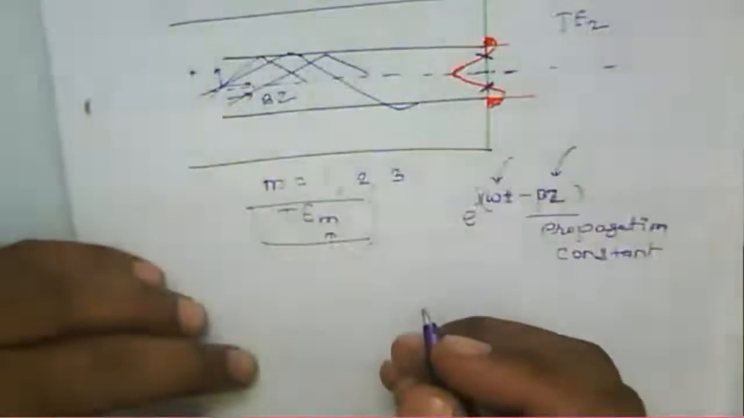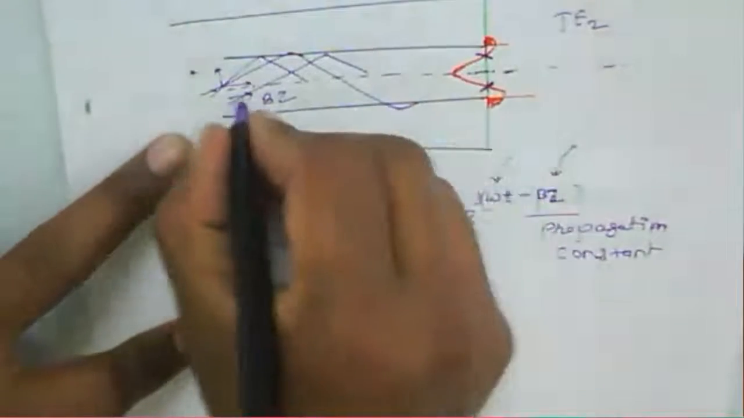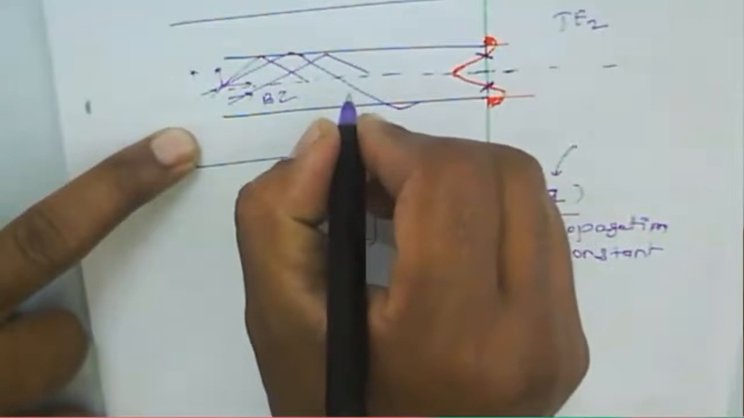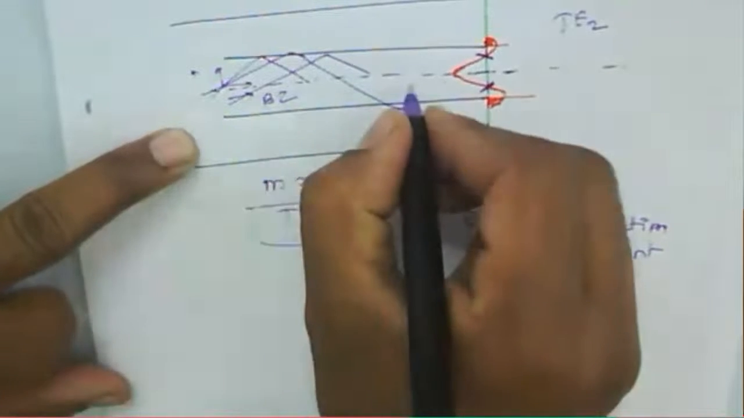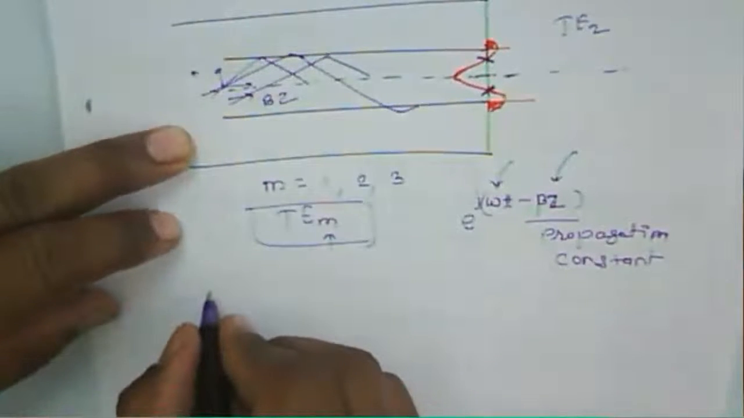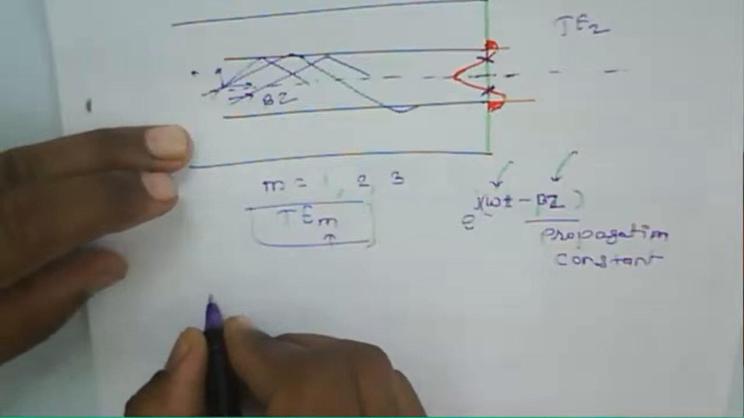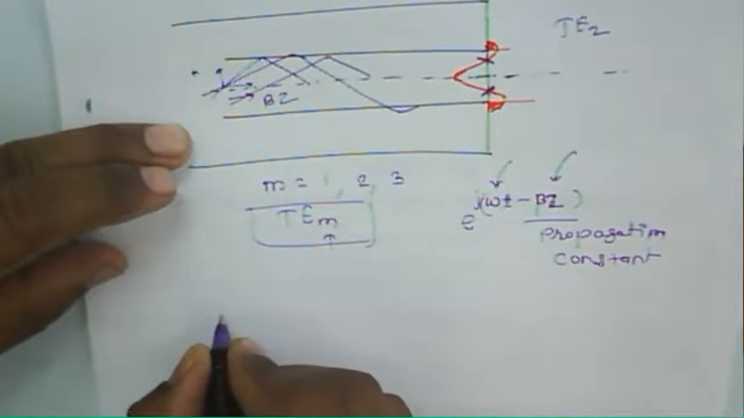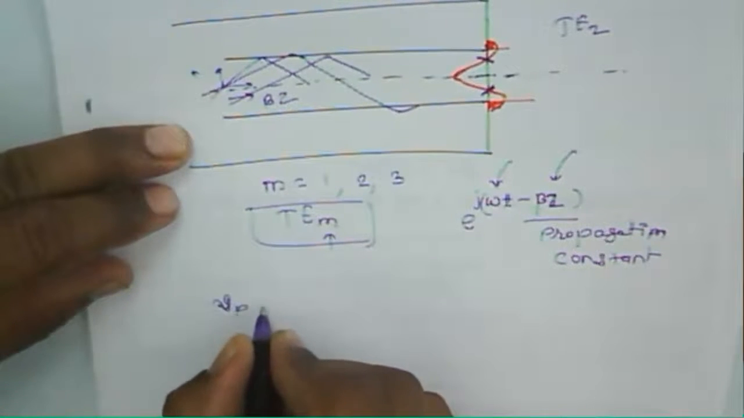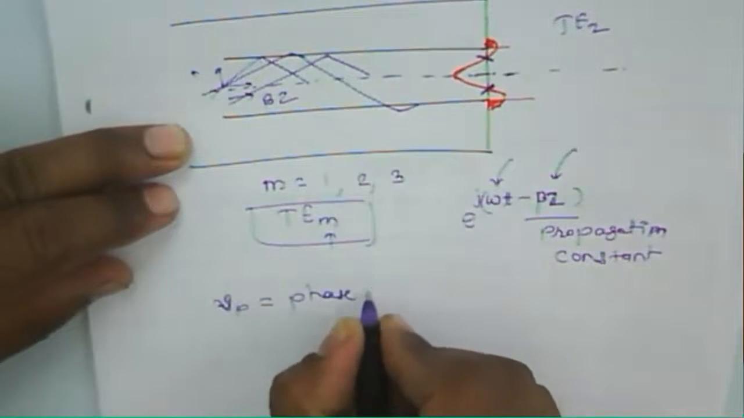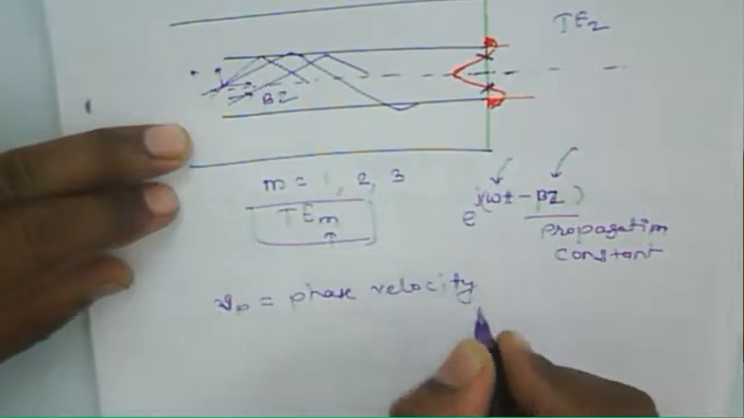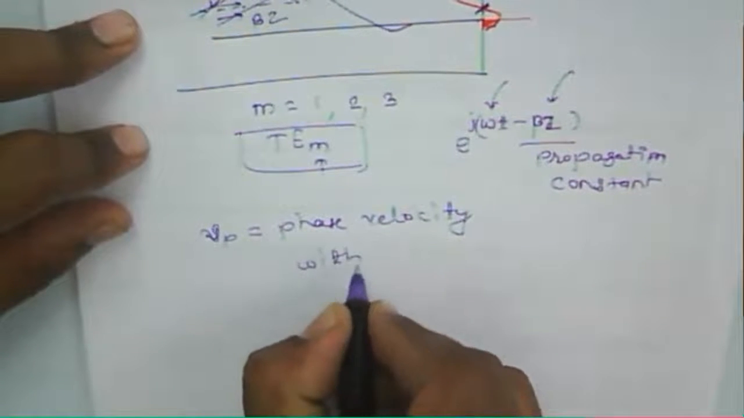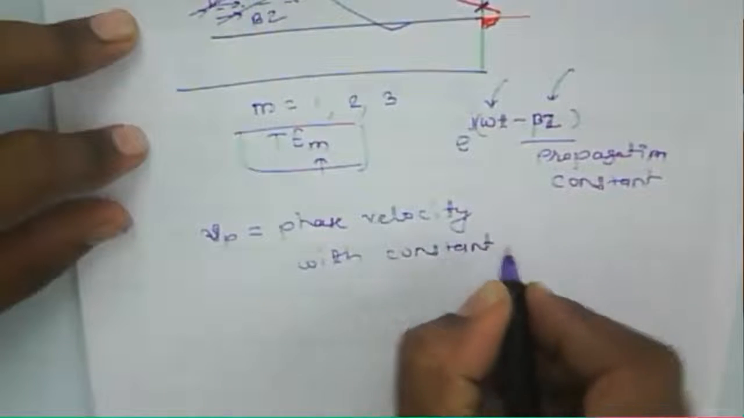Generally we say a wave, or your light, is propagating through the guide, which is nothing but the core of a fiber, in the z direction. The rays propagate through the guide in the z direction with some velocity, and that velocity is called the phase velocity. Why phase velocity? Because they have a constant phase. That velocity of propagation is called the phase velocity because of the constant phase.